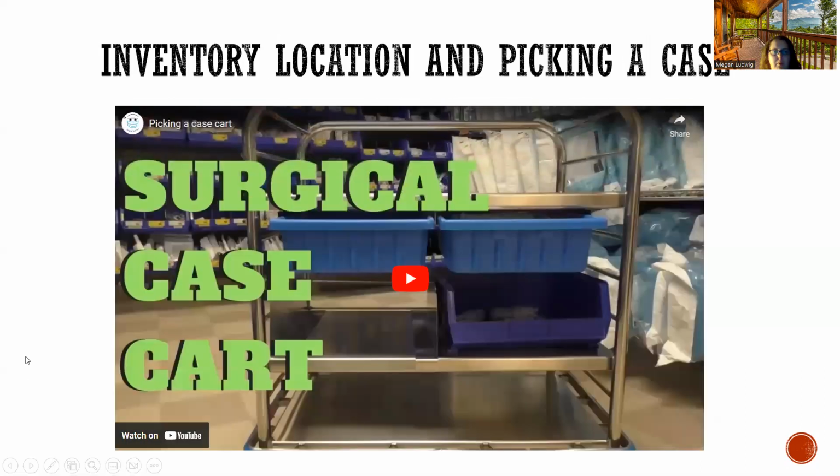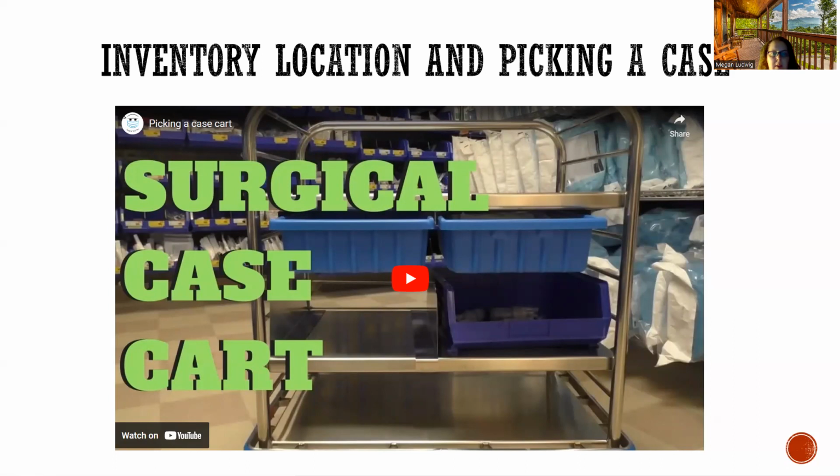So I wanted to show you one more video on locating inventory. So you've put these items back. They have to go back in a certain place according to your department. And then how do you find those items and pick those items for a surgical case? Picking a surgical case cart is another really big part of your job.